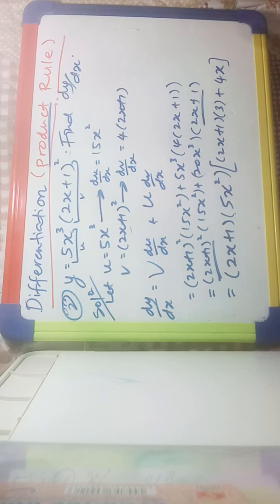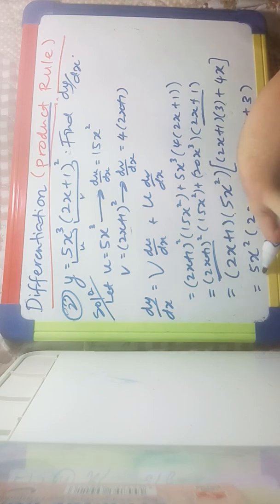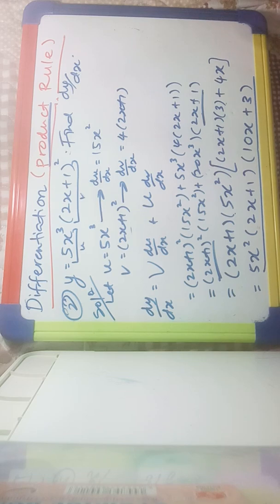Simplify the thing inside the bracket over here. So our final answer will be, just rearrange nicely, I will write down 5x squared first. So 5x squared in bracket (2x plus 1). Okay, simplify this one. So in bracket, when I expand, this is 6x plus 4, we will get 10x plus 3. So this is the final answer in simplest form.